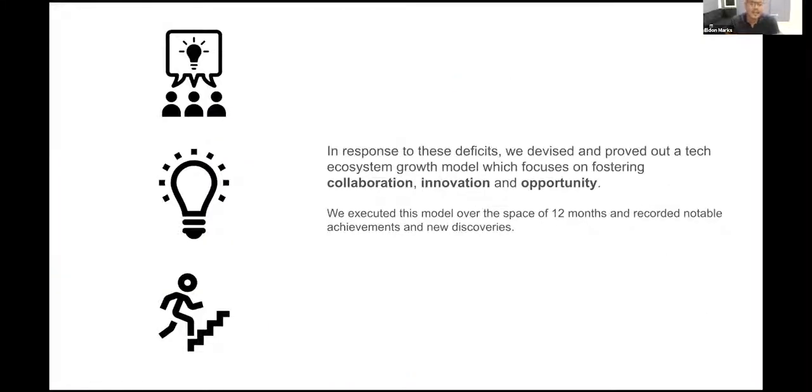We went back to the drawing board and identified that if we were going to at least contribute positively to the growth of our local tech ecosystem, we would need to address these deficits head on. So we came up with a model, which we call the ecosystem growth model, which focused on collaboration, innovation, and opportunity creation. We executed this model in the form of a pilot program over 12 months, and we recorded notable achievements and complementing discoveries.